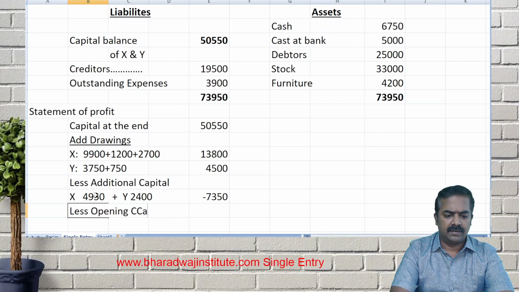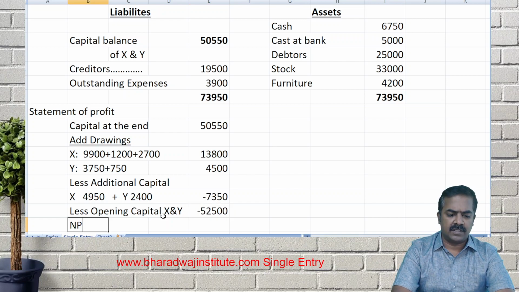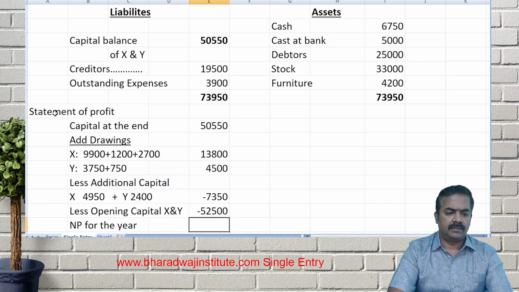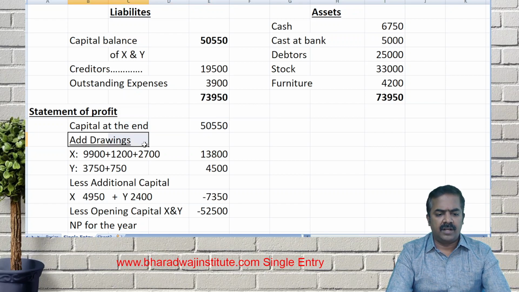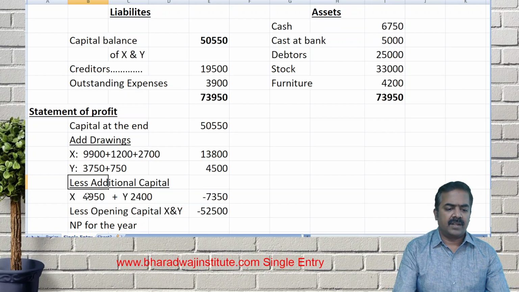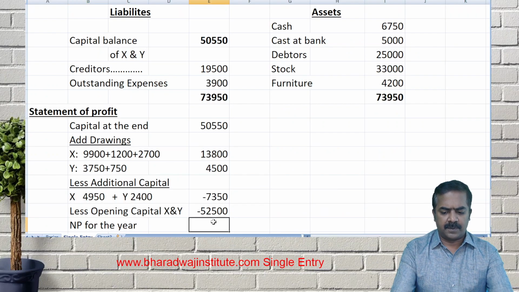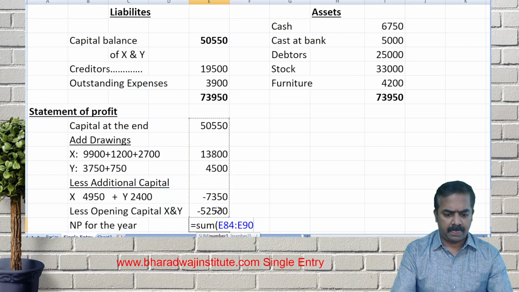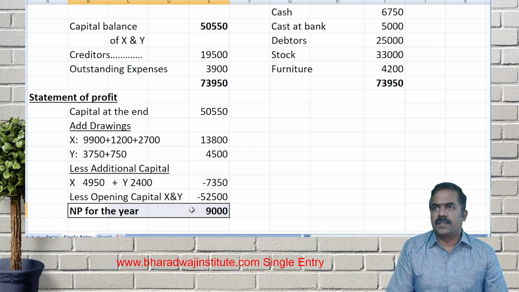Less opening capital. What is opening capital? X plus Y. It's given in the problem: 52,500. This will give us the net profit for the year. Capital at the end, add back drawings of X and Y, additional capital of X and Y, that is expenses of the firm paid by them, minus opening capital, X plus Y, this 34,500 plus 18,000. So adjust it, what is the net profit for the year? 9,000.